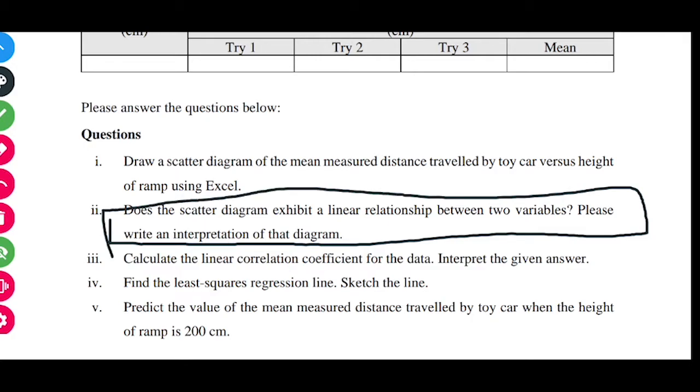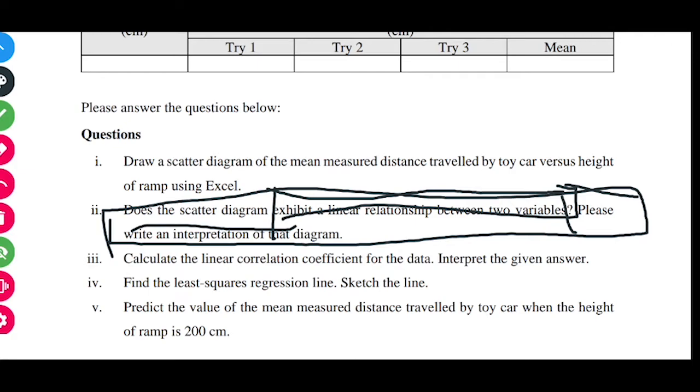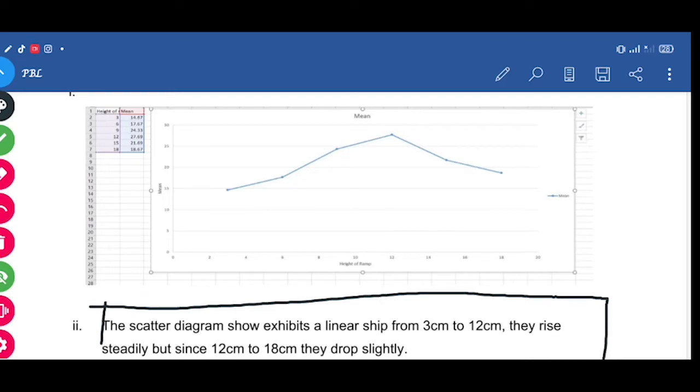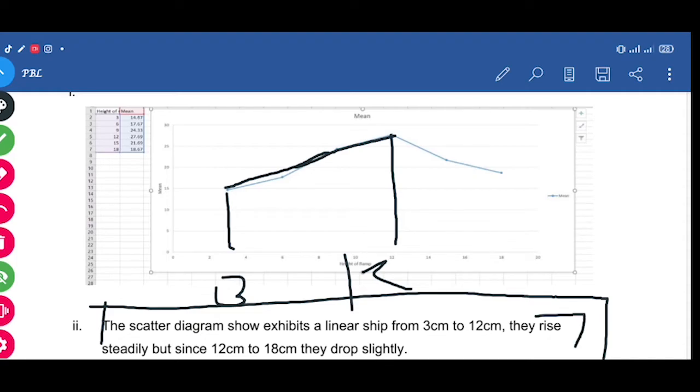Question number 2 asks, does the scatter diagram exhibit a linear relationship between the two variables? Then it asks to write an interpretation of that diagram. Okay, let's see the answer. The answer is the scatter diagram exhibits a linear shape from 3 cm to 12 cm. It rises steadily until 12 cm. Then from 12 cm to 18 cm, it drops slightly. So this is a weak linear relationship.